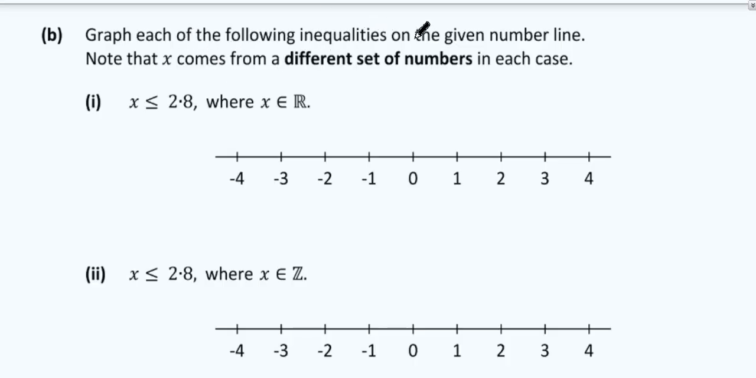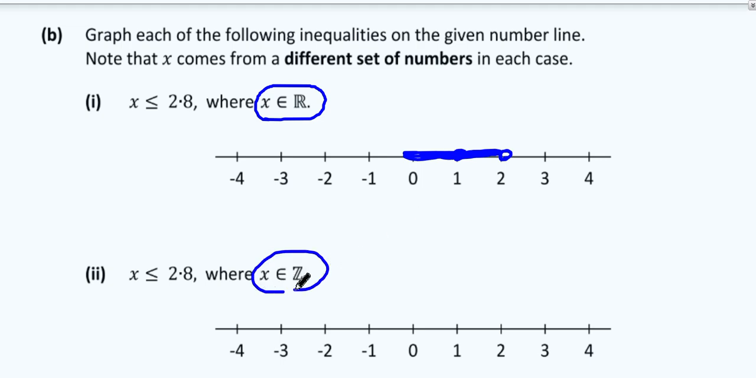Graph each of the following inequalities on the given number line. Note that x comes from different sets of numbers in each case, so the answer is different in each case. What does x element R mean, guys? It means real numbers, which means fractions and decimals are included, which means I won't be doing full dots. I'll be doing a shaded in line.